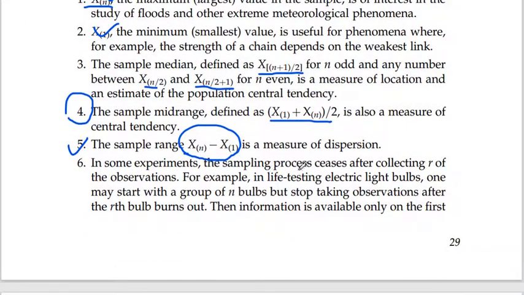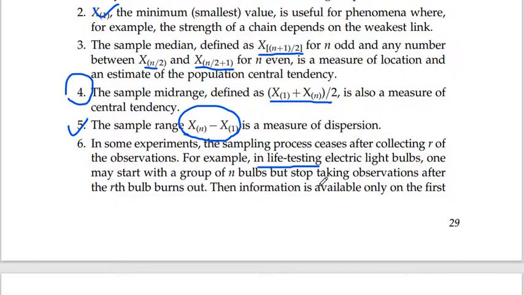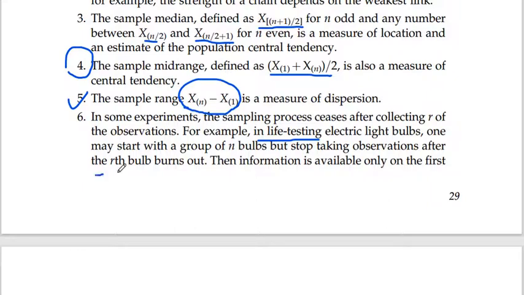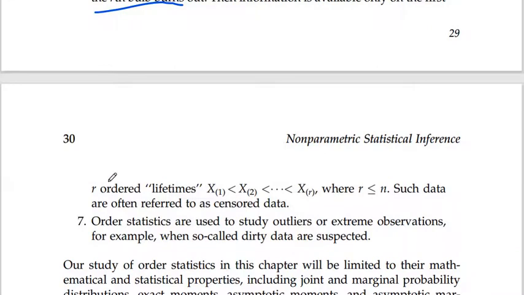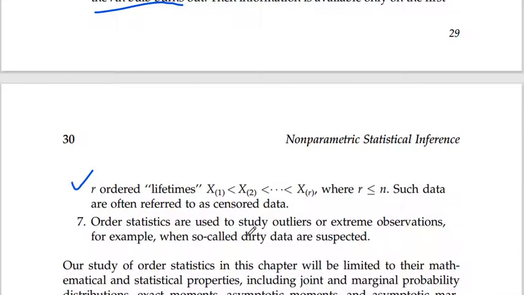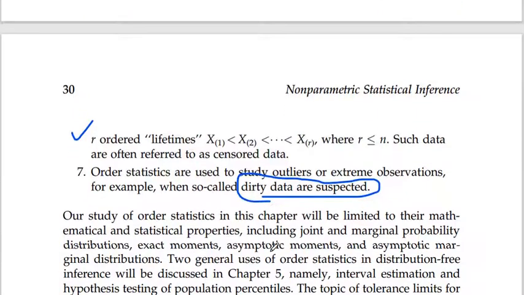In some experiments the sampling process stops after collecting the first r observations. For example, in life testing of electric light bulbs, one may start with a group of n bulbs but stop taking observations after the rth bulb fails, so information is available only on the first r. This is a simple example related to order statistics. Order statistics are used to study outliers or extreme observations. For example, so-called dirty data, and in non-parametric settings we don't have any predefined information about the data distribution, also come under order statistics. We can discuss each of these as well.